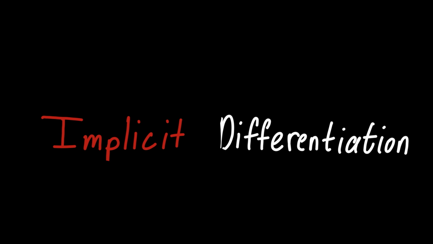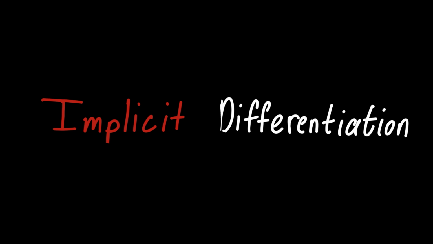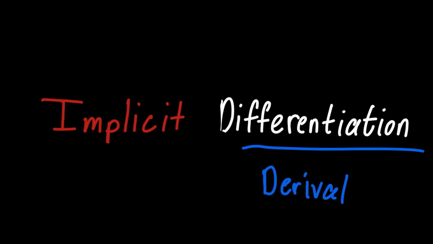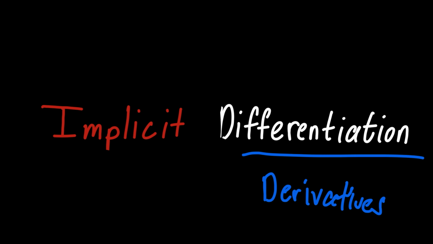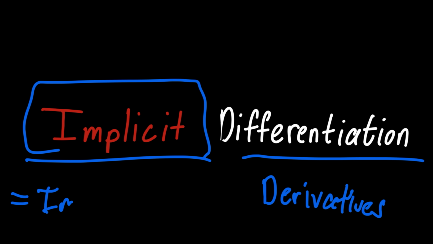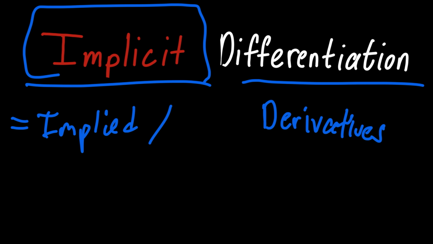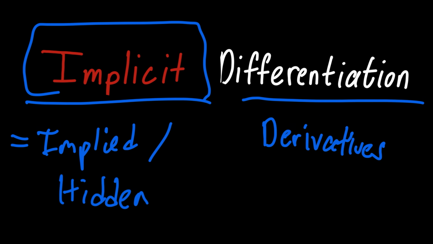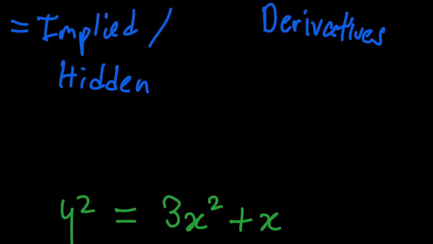Before we do anything, we need to figure out what exactly implicit and differentiation mean. So, differentiation is just another way of saying derivatives. Okay, and we know all about derivatives, right? Okay, and then what about implicit? Well, implicit means something that's implied, maybe even something that's hidden. Okay, great. So it's hidden derivatives? Yes, and I'll show you what I mean.